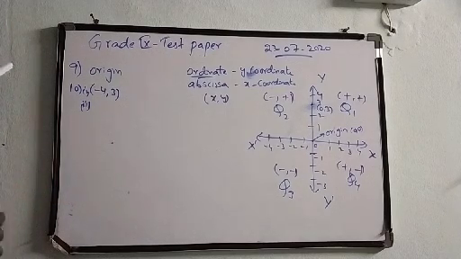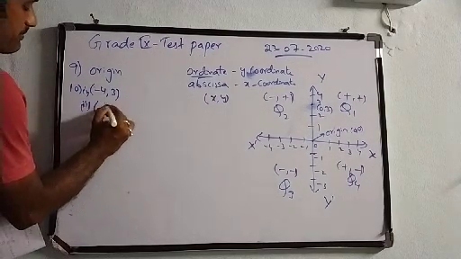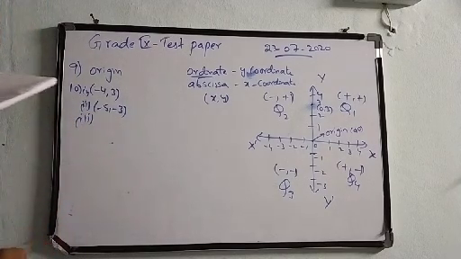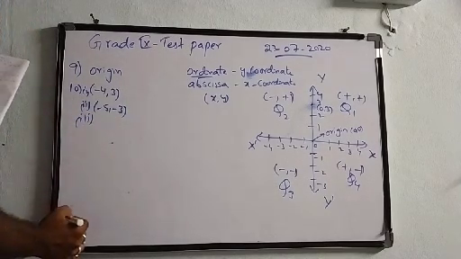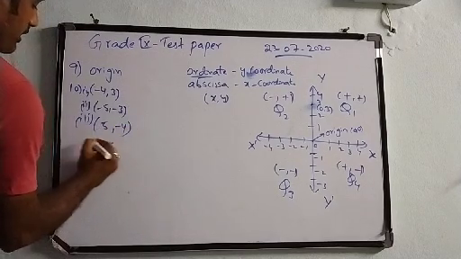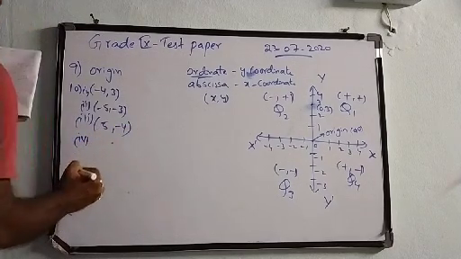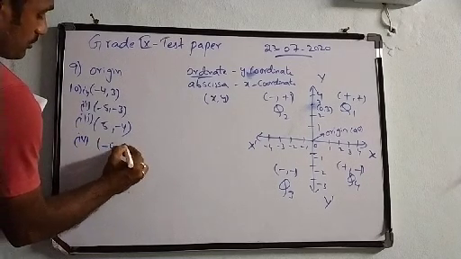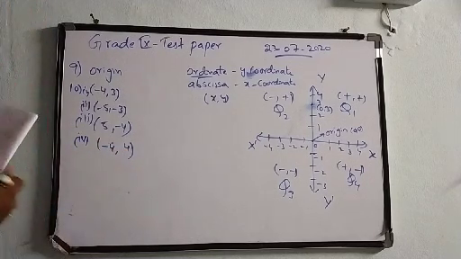Second, x coordinate is -5, y coordinate is -3. Coming to third point, y is -4, x is 5. Coming to fourth point, y is 4, x is -4.